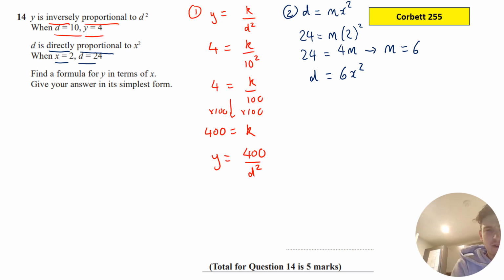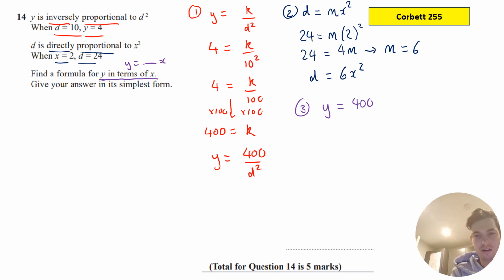Right, write a formula for y in terms of x. So what does my answer need to look like? y equals something x. So for my final step, let's start off with y equals 400 over d squared. I've started off with that because I want y equals something, so that seems to be a sensible place to start.